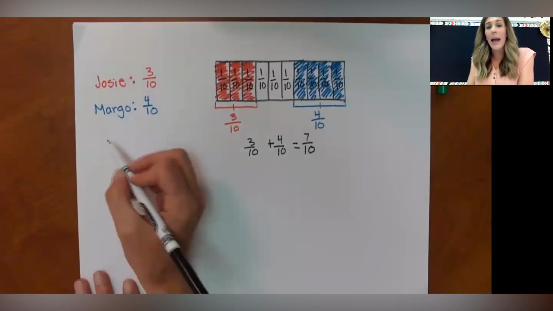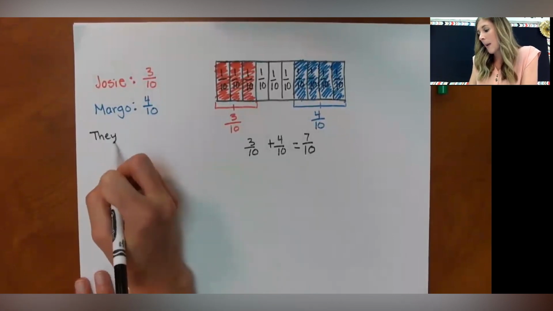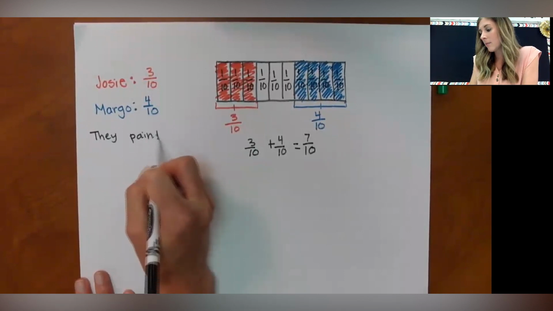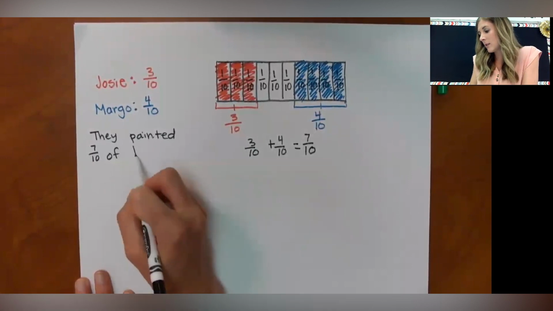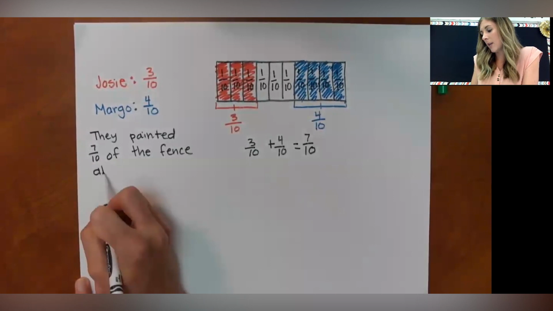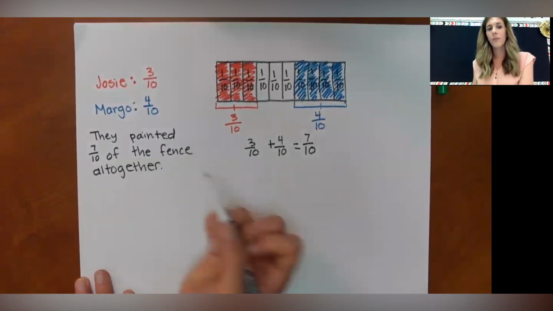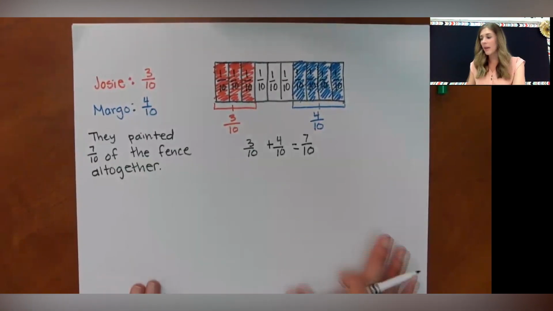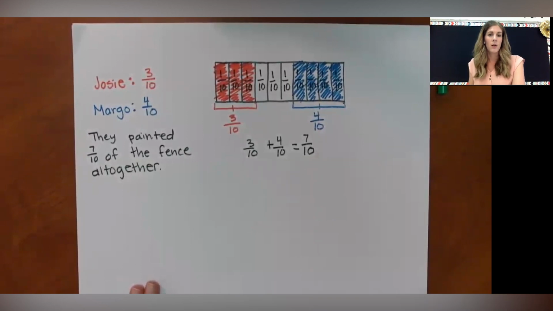Great job. So it asks us a question, so let's answer in a statement. They painted 7/10 of the fence all together. So that's one way that we could have modeled this problem and found a solution. We could also model this with a number line, which is something new that we're going to introduce today.